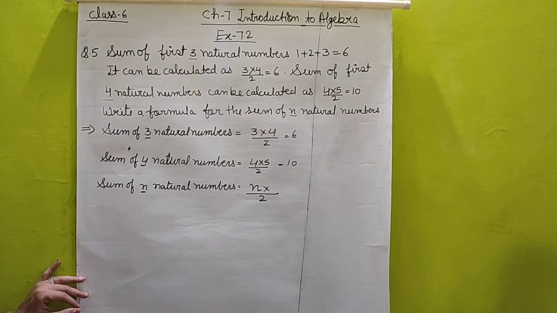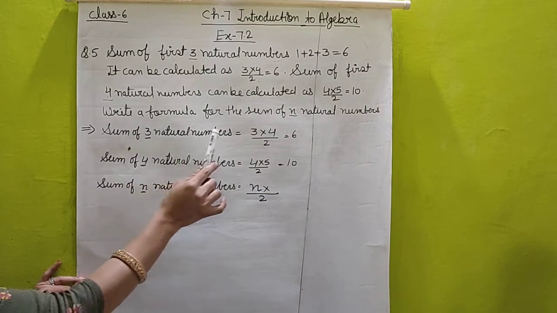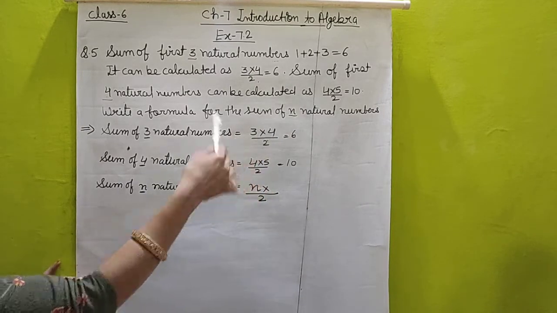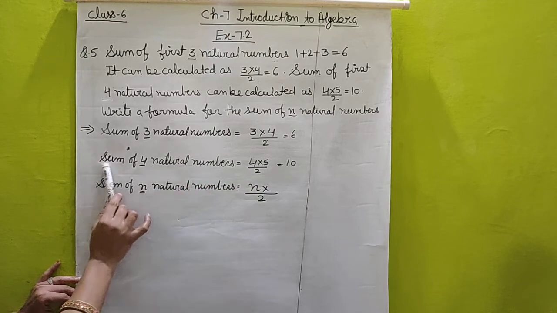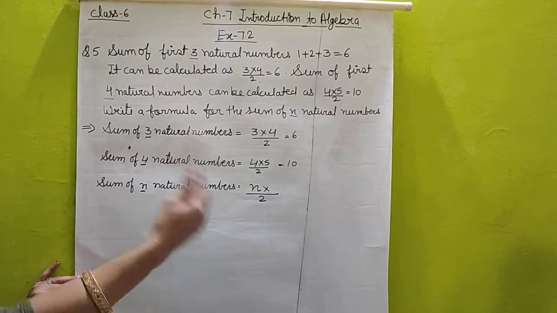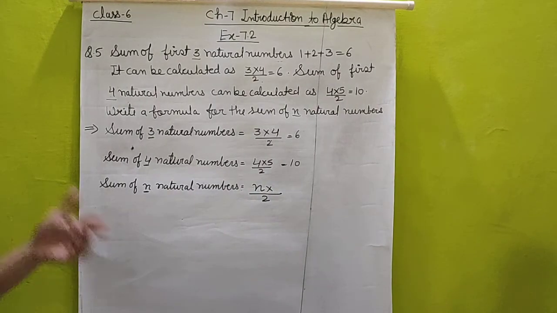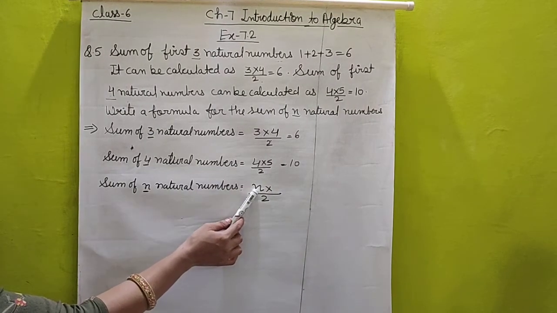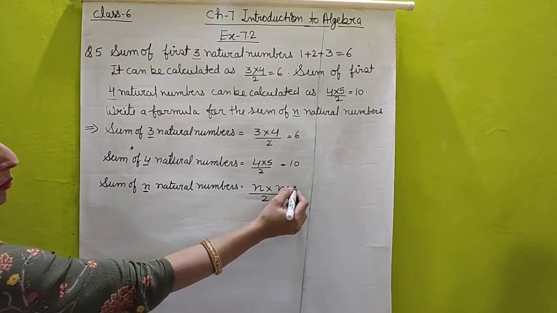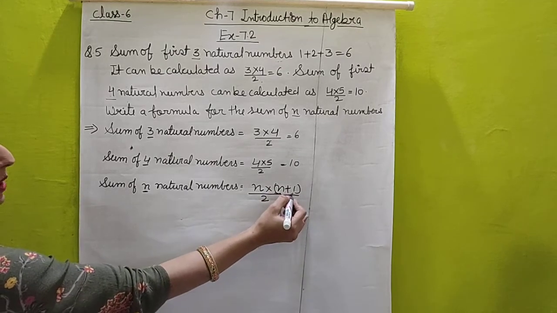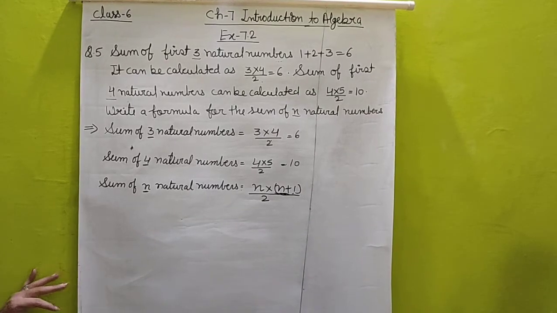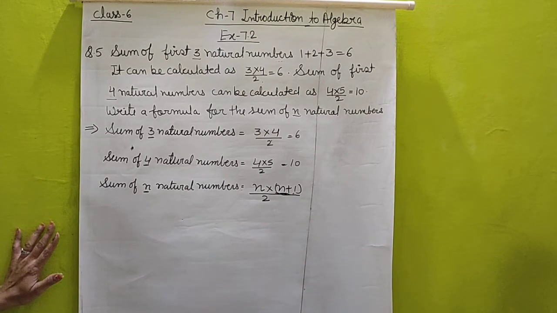After that, students, you can see for 3 natural numbers, they have taken 3 and then multiplied 3 by 4, means one more than 3. For the 4 natural numbers, they have taken first 4 and after that they have multiplied 4 by 5, means 4 plus 1. So there also we have taken n and here what will come? N plus 1 will come here. So this will be your formula for finding the sum of n natural numbers. Okay, students, so this was your question number 5.